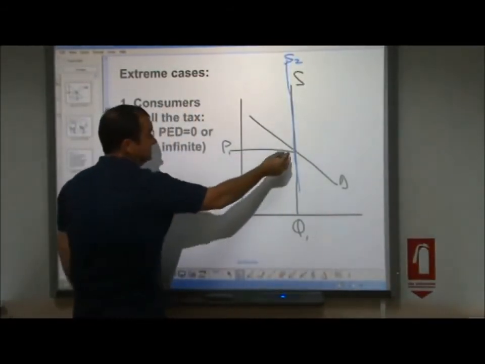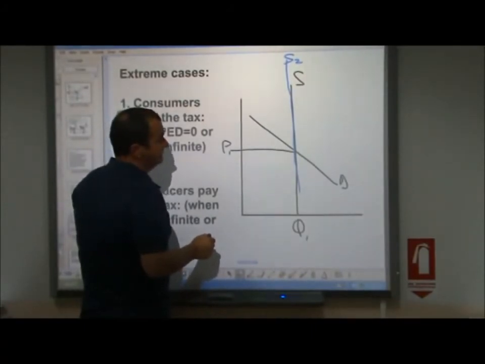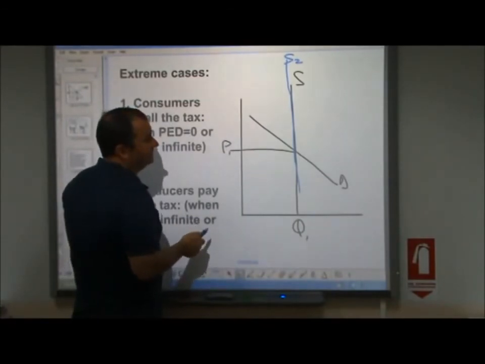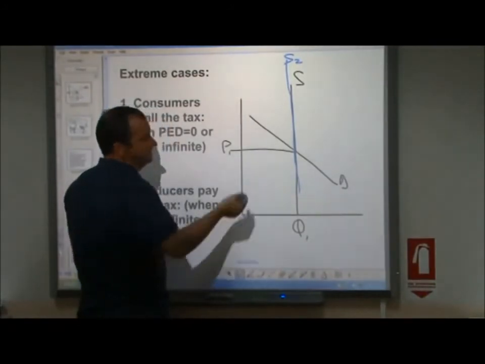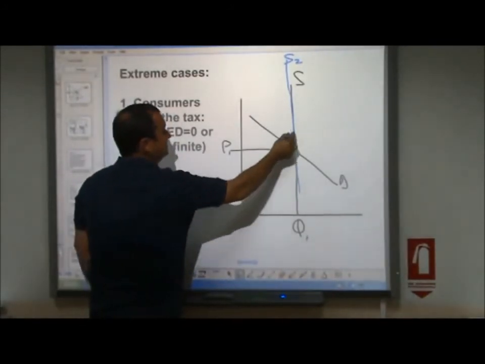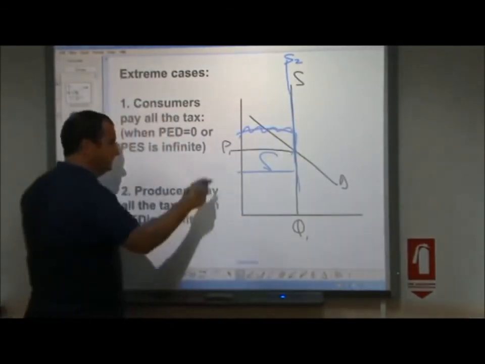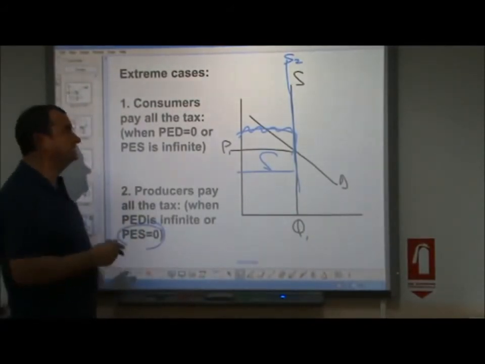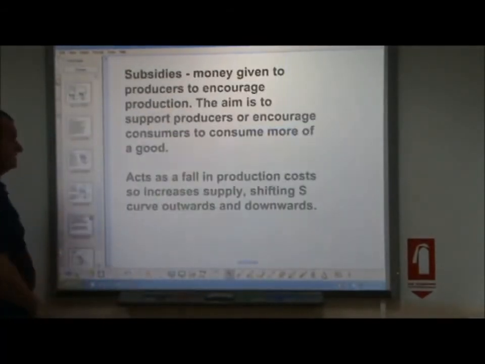The equilibrium point is still here, the price is still P1, but if I want to look now, I need to look at the shift in the S-curve, and you can't really show that very easily. There is the new equilibrium point. So anyway, it's an extreme case, and it's unlikely to happen that the PES is completely inelastic. So that's that. These extreme cases don't really happen.